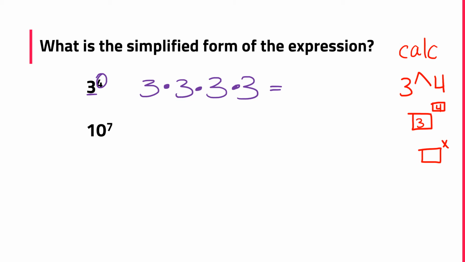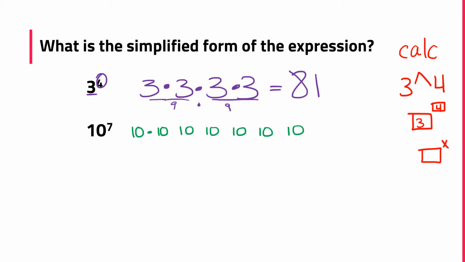I'm going to just mentally multiply this out. 3 times 3 is 9. 3 times 3 is 9. 9 times 9 is 81. 10 to the 7th. Oh my goodness, let's write it out. That means I have 10 7 times. 1, 2, 3, 4, 5, 6, 7.